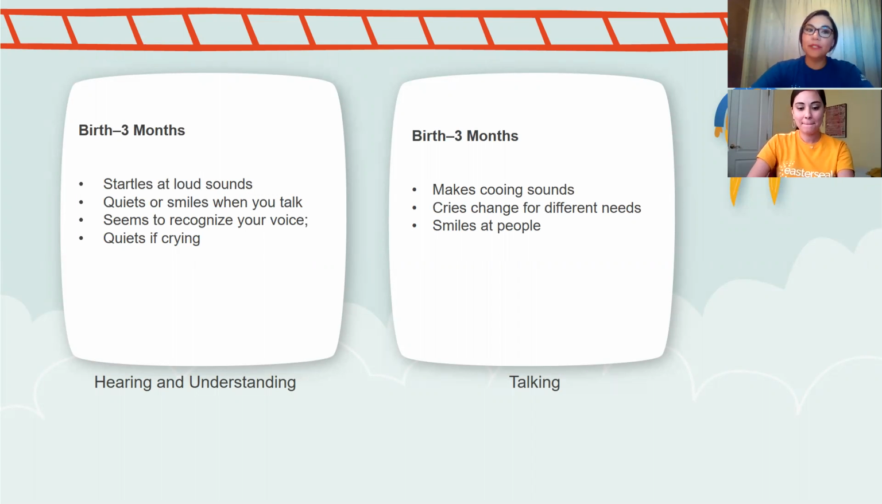What should our baby be able to do? Hearing and understanding from birth to 3 months. You should notice that your baby startles at loud sounds, smiles when you talk, seems to recognize your voice, and quiets down if crying. Talking. This is our expressive communication. So from birth to 3 months, the baby should start making cooing sounds, cry change for different needs, and smile at people.